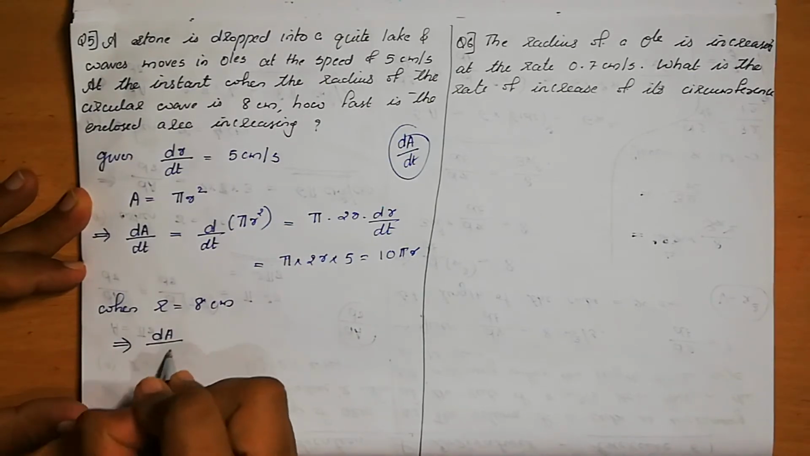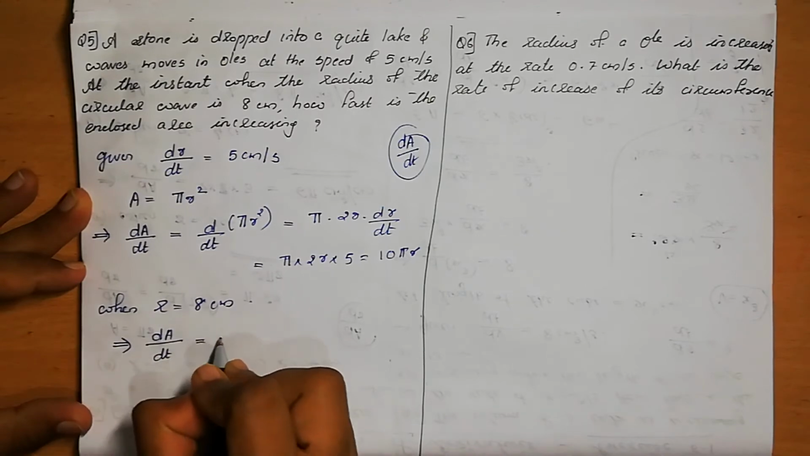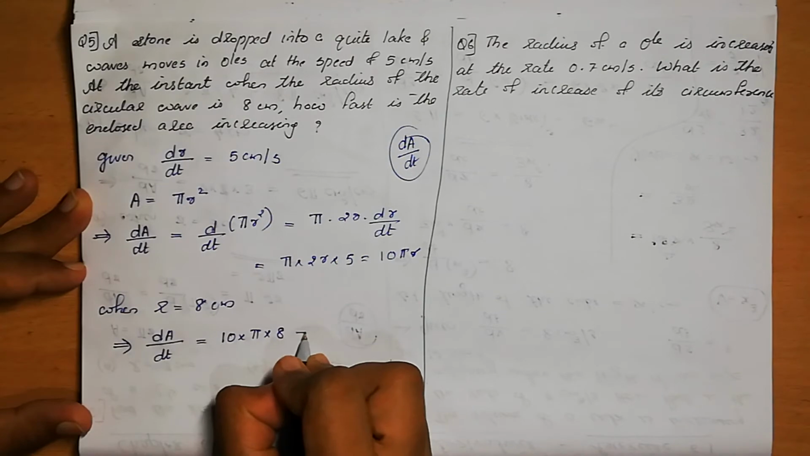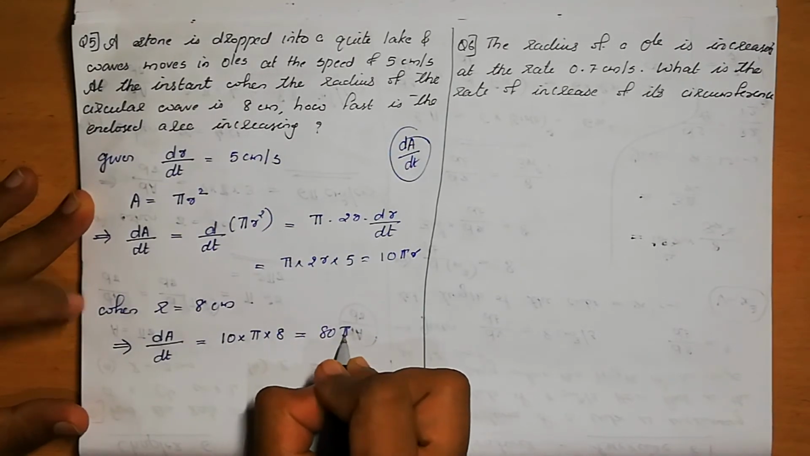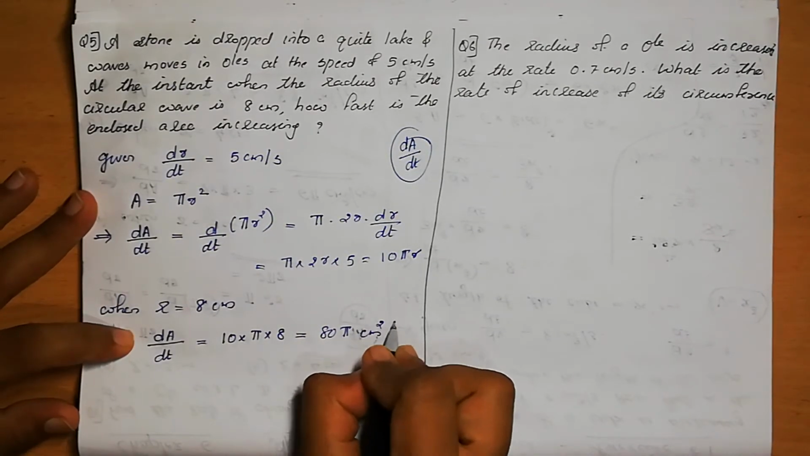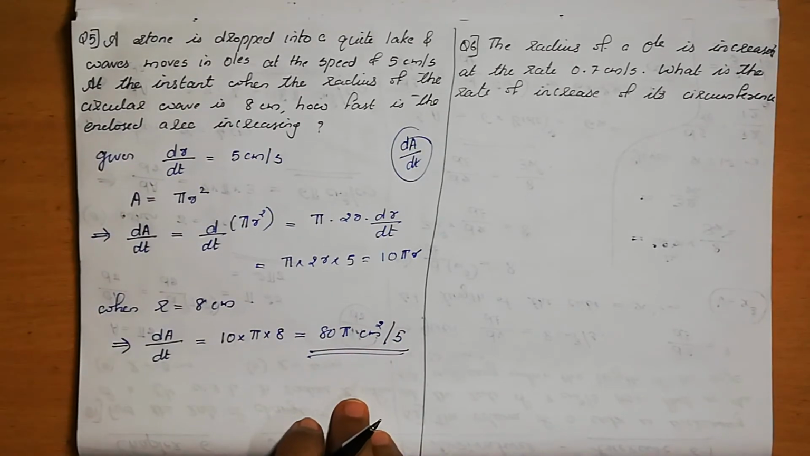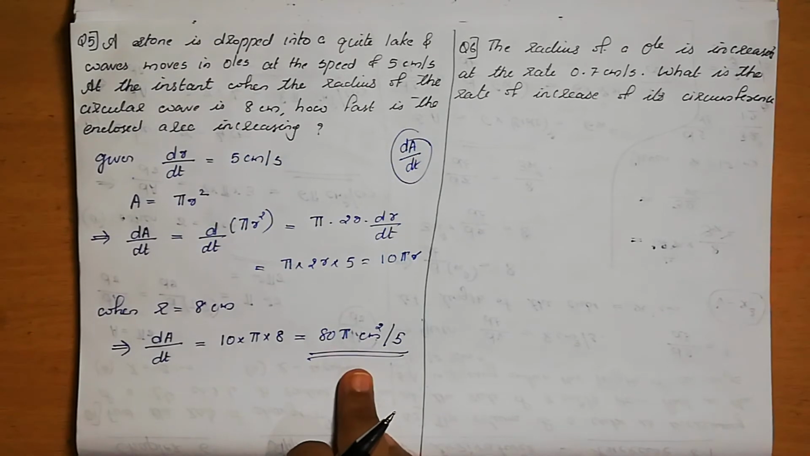Rate of change of area. dA by dt equal to 10 into pi into r, r is 8. That means 80 pi. Area unit is centimeter square. Time unit is second. Centimeter square per second. That means what we can write? The enclosed area is increasing at the rate of 80 pi centimeter square per second. We can write. Answer.